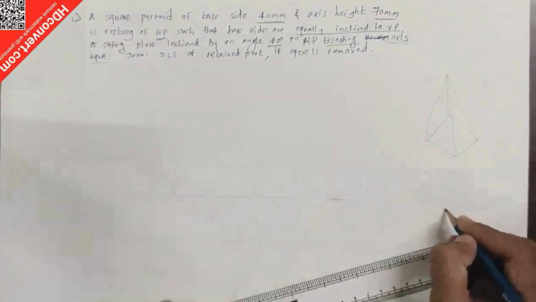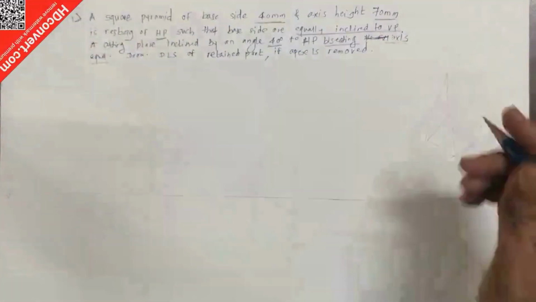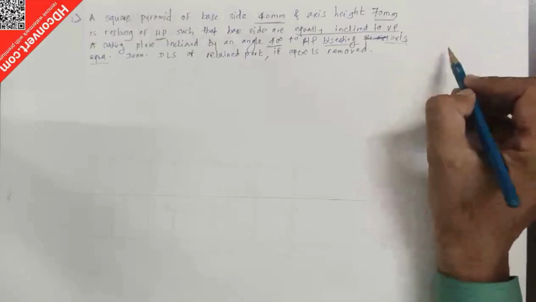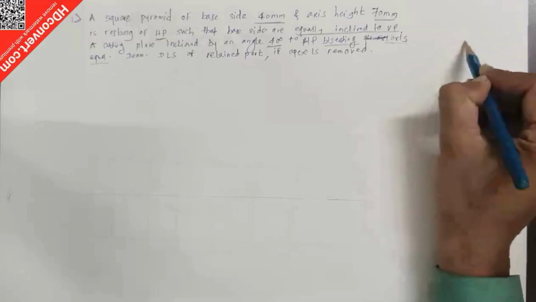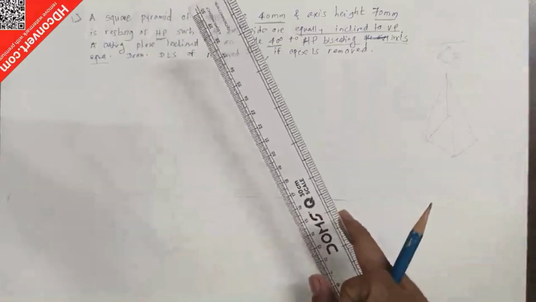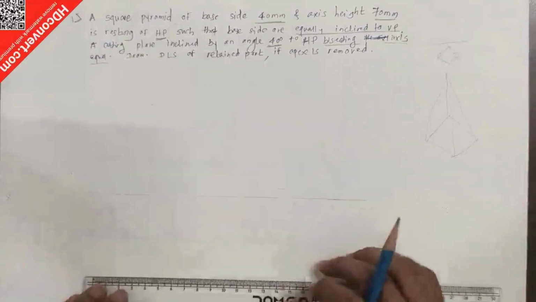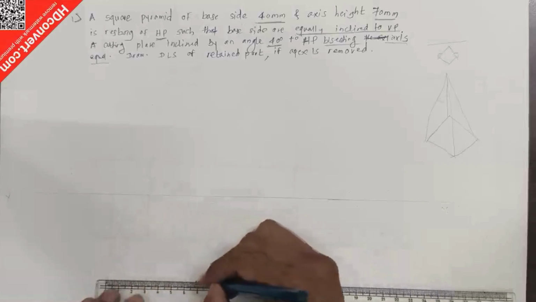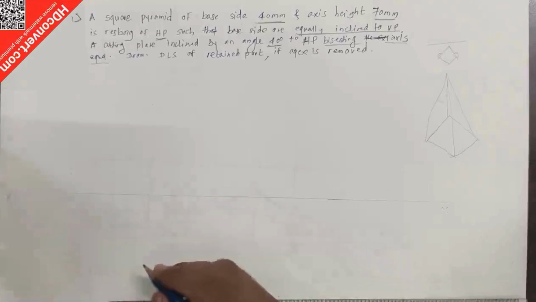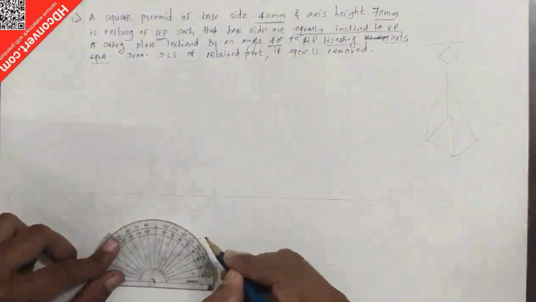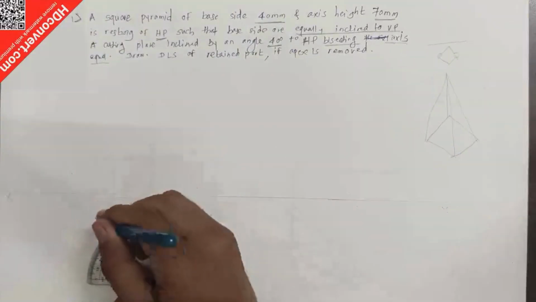So X, Y. Here, equally inclined to VP, so that should be like this. You can see that this square is equally inclined to VP, so we fulfill the condition. So what is the given data? A 40 mm side is given. For drawing the 40 mm side, I just draw a rough line over here, and from that I'll take 45 degrees for drawing that point. So 45 from here, and again 45 from here.